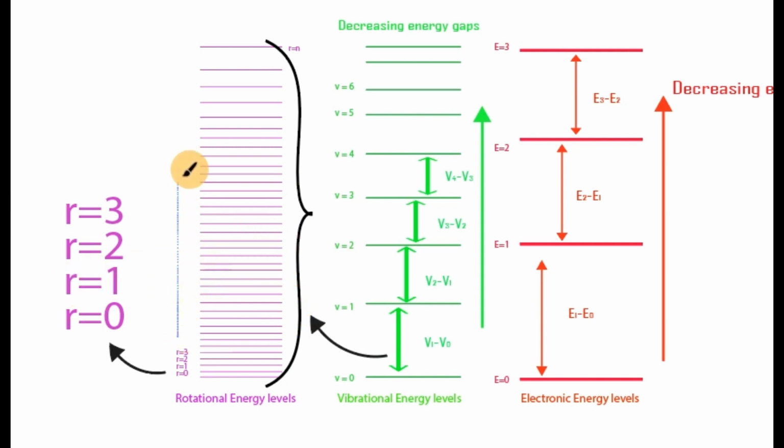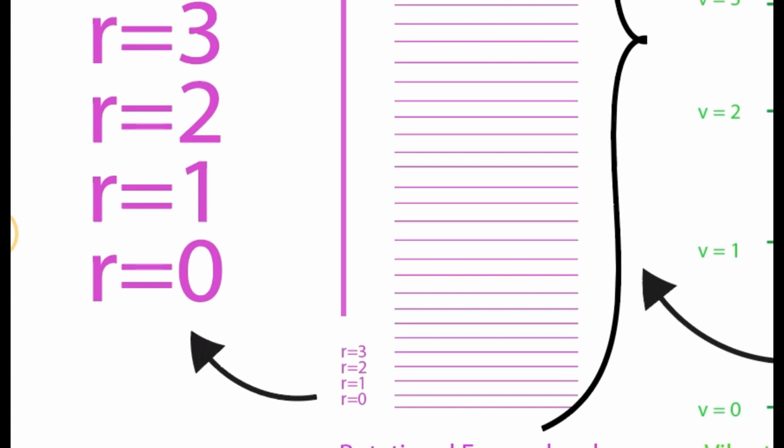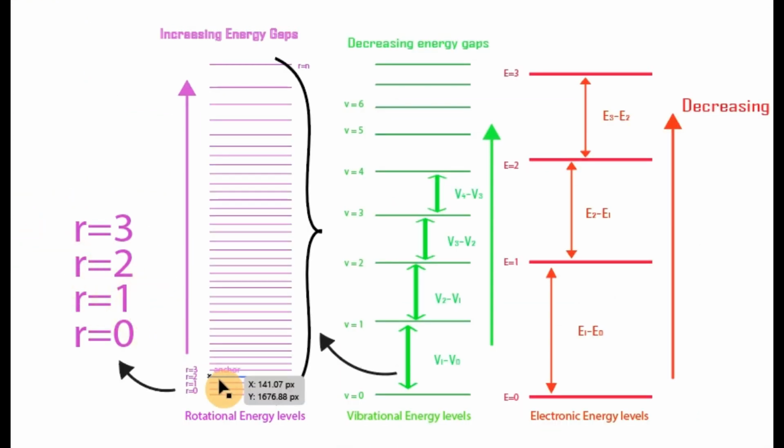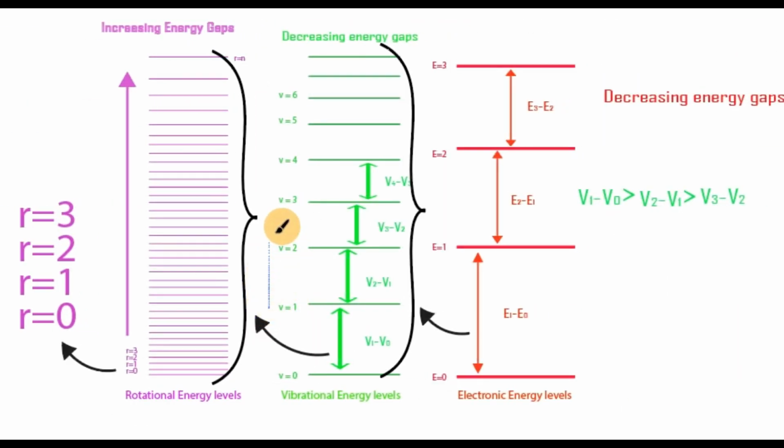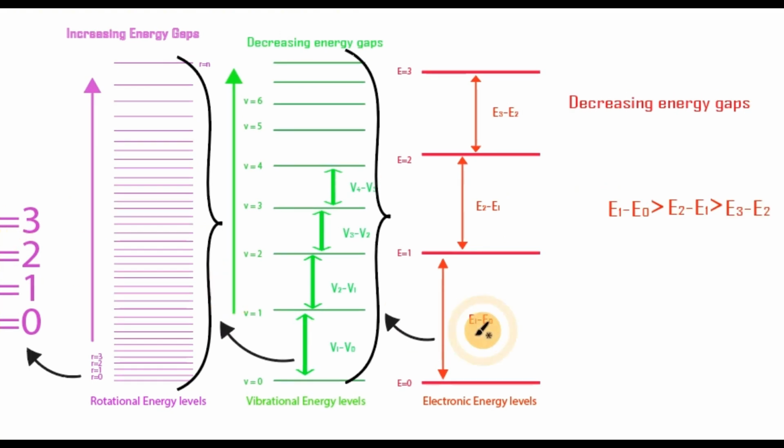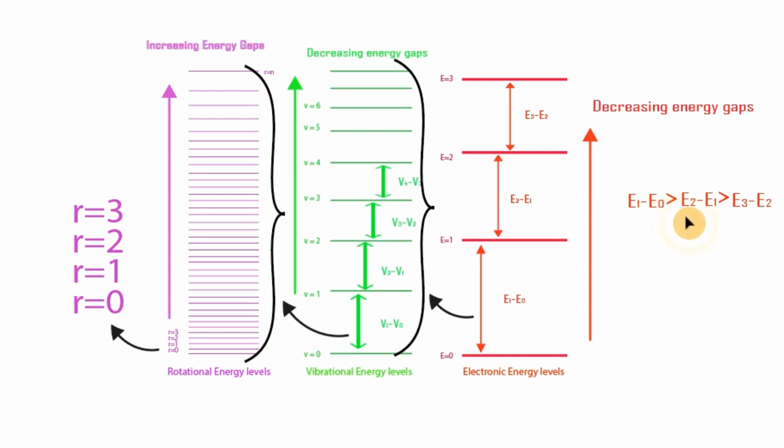Further, the energy gap between rotational energy levels is increasing, that is R1 minus R0 is less than R2 minus R1, which is less than R3 minus R2, and so forth. You can see the gap is expanding from lower to upper, right? On the contrary, the energy gap between vibrational energy levels is decreasing, that is V1 minus V0 is greater than V2 minus V1, which is greater than V3 minus V2, and so forth. The same is true for the electronic energy level, that is E1 minus E0 is greater than E2 minus E1, which is greater than E3 minus E2, and so on.